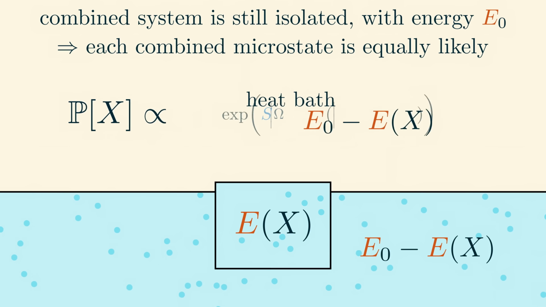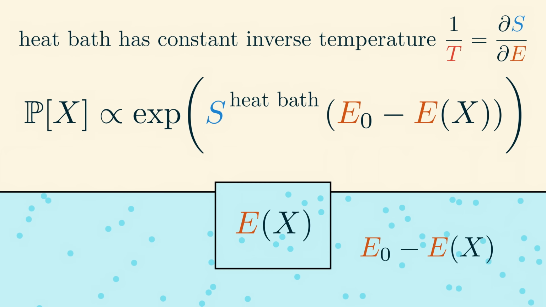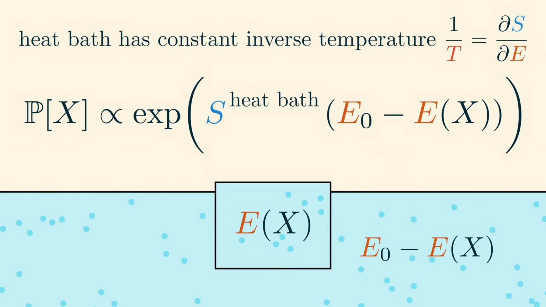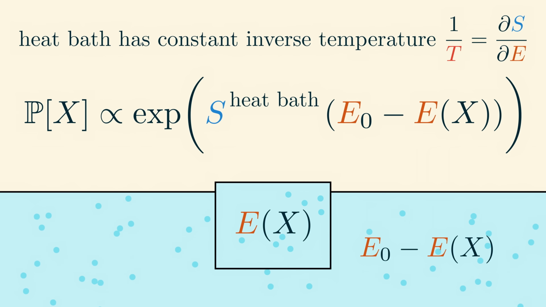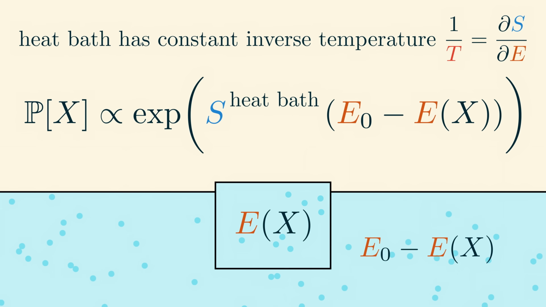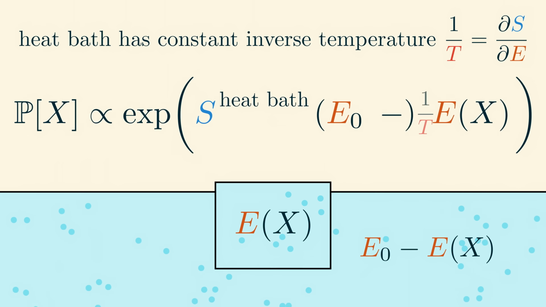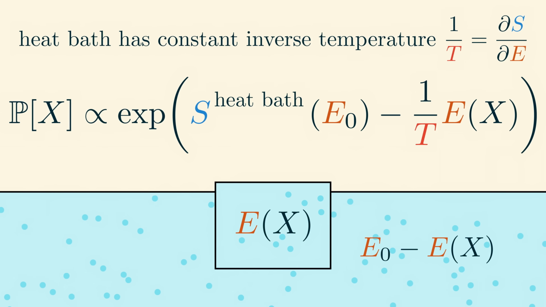This is the exponential of the entropy of the heat bath at this particular energy. Now remember, the heat bath is huge and can basically donate as much energy as the little system needs without changing temperature. In other words, for all relevant energy values, the derivative of the entropy of the heat bath with respect to its energy is a constant, which is 1 over the temperature. This means that the entropy of the heat bath at energy E0 minus E of x is essentially the same as its entropy at energy E0 minus 1 over T times E of x.